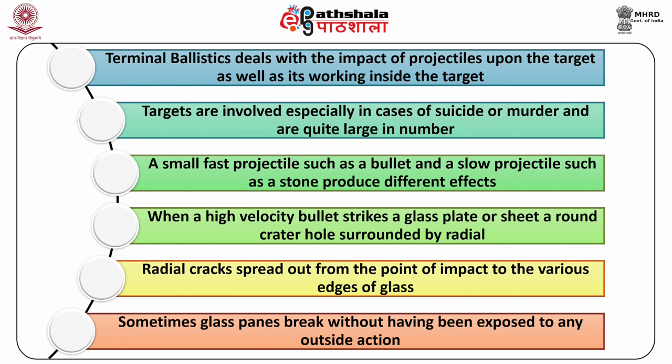And when a high velocity bullet strikes a glass plate or sheet, a round crater or hole surrounded by radial and concentric fractures is formed on the glass. Simultaneously, we have learned that radial cracks spread out from the point of impact to the various edges of the glass, cross-linking as they go. Lastly, we have learned in this chapter that sometimes glass panes break without having been exposed to any outside action. The cause of this is that strain may be left on glass during its manufacture, and this can cause a sudden breakage even without any external stimulus.